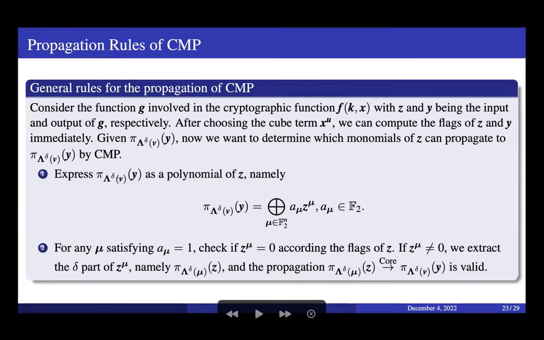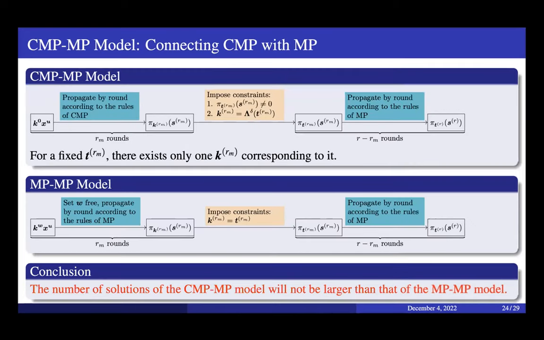First, we can express the delta part of y to v as a polynomial of z. Then for each non-zero monomial appearing in this polynomial, we see the delta part of this monomial can propagate to the delta part of y to v by CMP. Based on this general rule, we also give the propagation rules of copy, XOR, and AND operations for CMP in our paper, similar to the MBD PMP model.